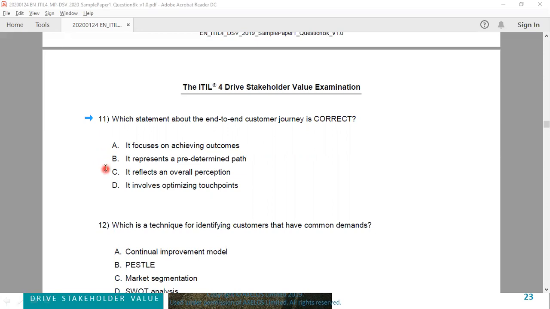C, it reflects an overall perception. Because the journey is a collection of touch points and service interactions, it creates an image or perception in the minds of the consumer, that is the customer or the user. Therefore, this is the best answer regarding the customer journey. D, it involves optimizing touch points. There are touch points, but there are also service interactions in the journey. Therefore, both the touch points and the interactions may need to be optimized if they are not working properly.